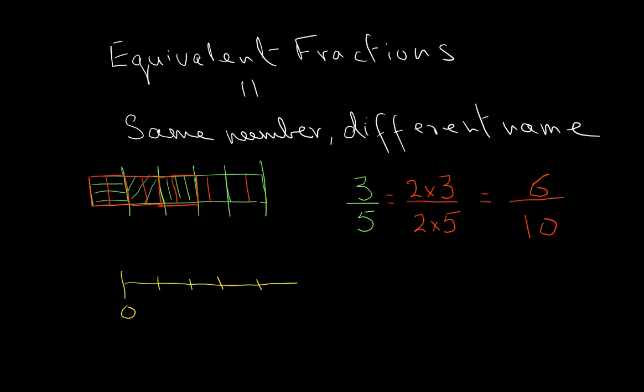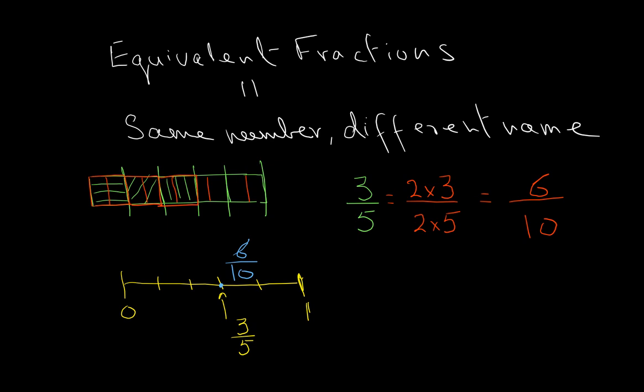So here's our number line, and this is 1. Okay, so 3 fifths. This number right here is 3 over 5, and this number right over here also has the name 6 over 10. It's just like you having two names. You have a formal name, and then you may have a nickname at home, but you're the same person.